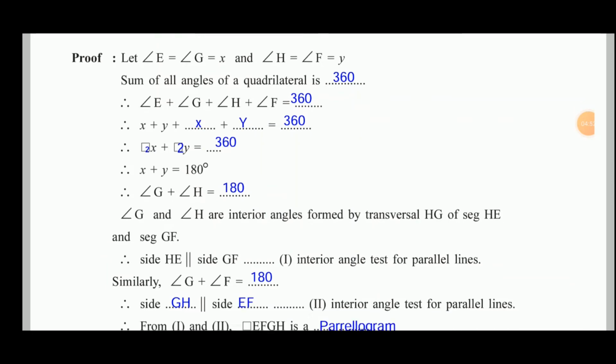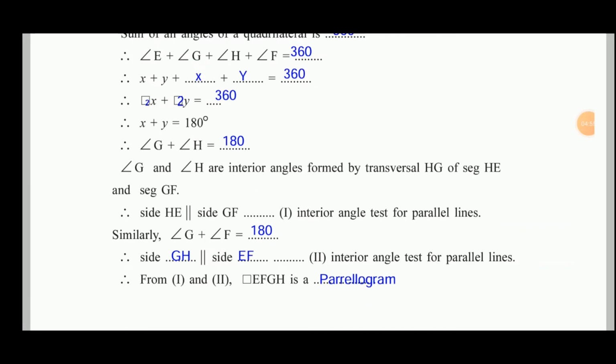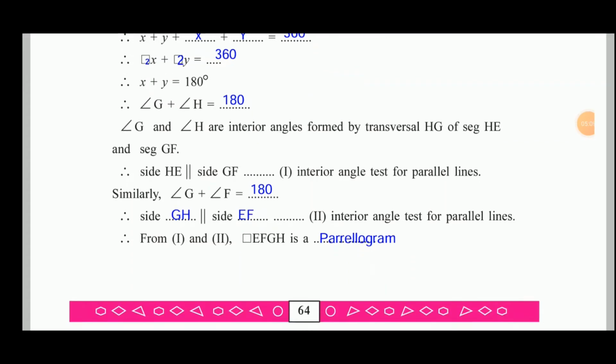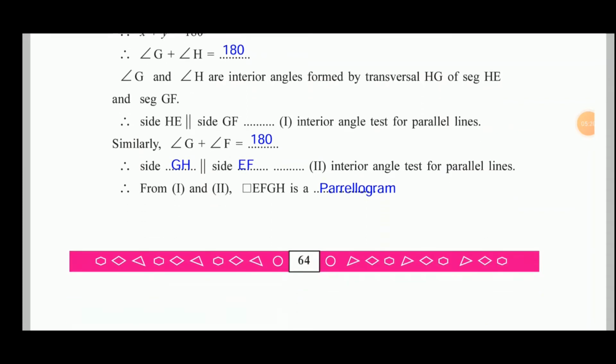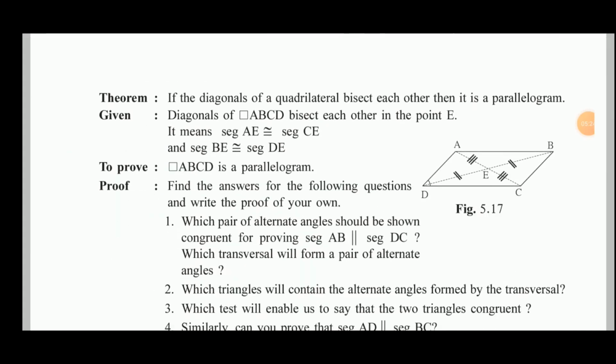Now, angle G and angle H are interior angles formed by the transversal HG of segment HE and segment GF. Now, side HE is parallel to side GF, by the interior angles test for parallel lines. Similarly, angle G plus angle F is equal to 180 degrees. Therefore, side GH is parallel to side EF, by the interior angles test for parallel lines. So, from 1 and 2, quadrilateral EFGH is a parallelogram.